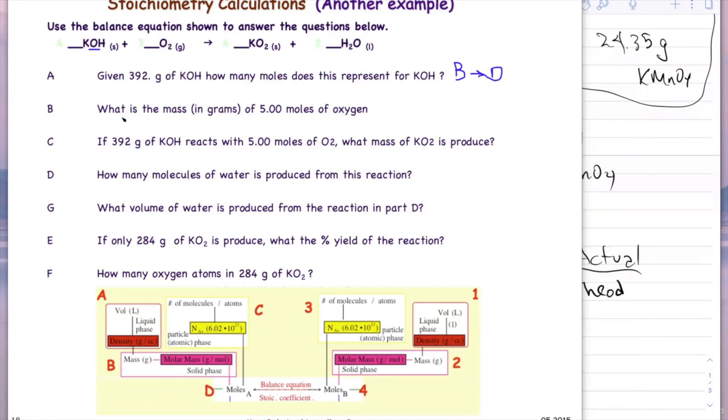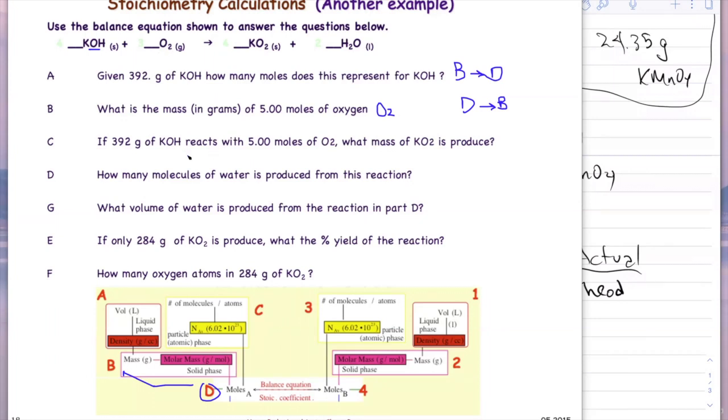Let's take a look at the second one. What is the mass in grams of 5 moles of oxygen? Oxygen is one chemical. We have the moles here, and we're calculating the mass. So it's just the reverse. We're going from D to B, but we still have to go through the molar mass of oxygen. And when we say oxygen in a chemical reaction, we mean O2, not oxygen the atom. That's why I have it right here.